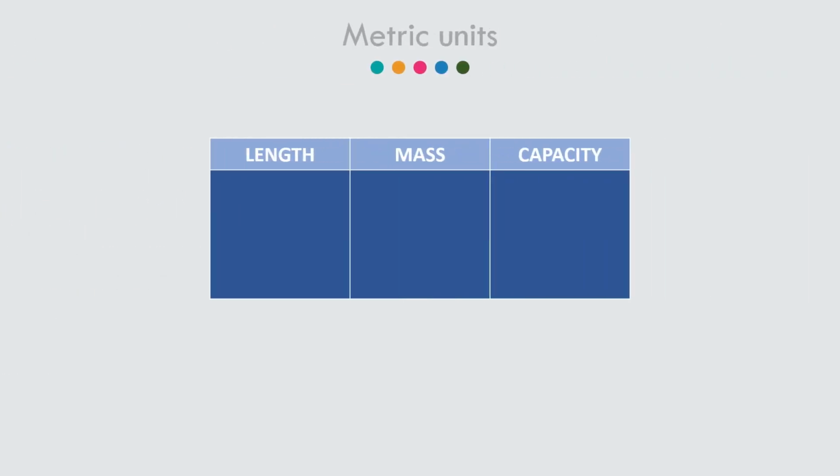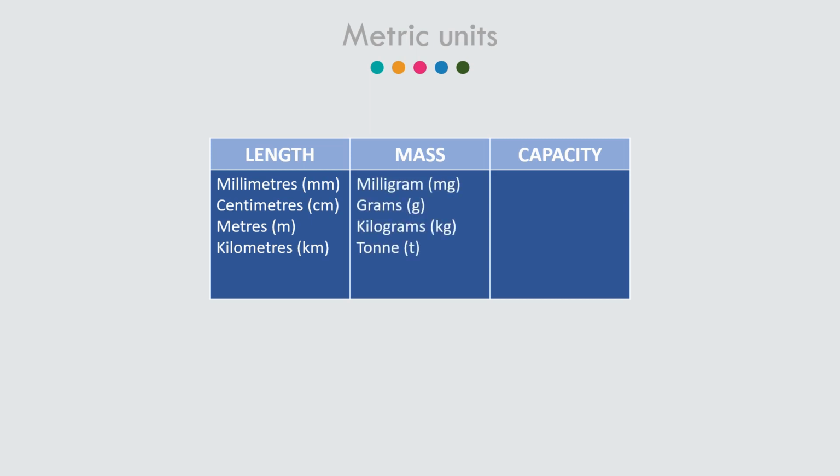Can you think of any units of length? Well, here's some of the common ones: millimeters, centimeters, meters, and kilometers. Here are some common units of mass and capacity. In this lesson, we need to be able to convert from one unit to another.